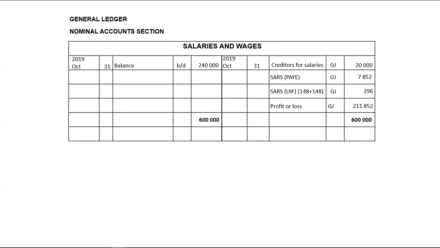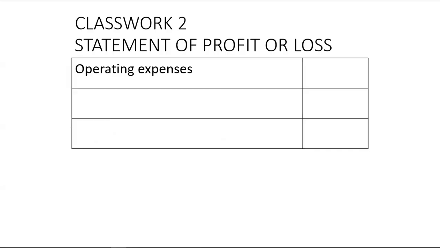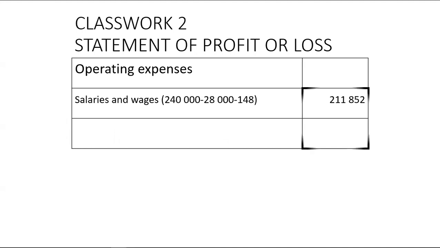That will be 211,852. In the statement of profit or loss, we are going to take our salaries and wages amount of 240 minus the gross salary of the employee and minus the contribution that we made to the UIF, and that will be 148. You'll be left with 211,852. That will be all we have in terms of salaries, operating expenses, that is.